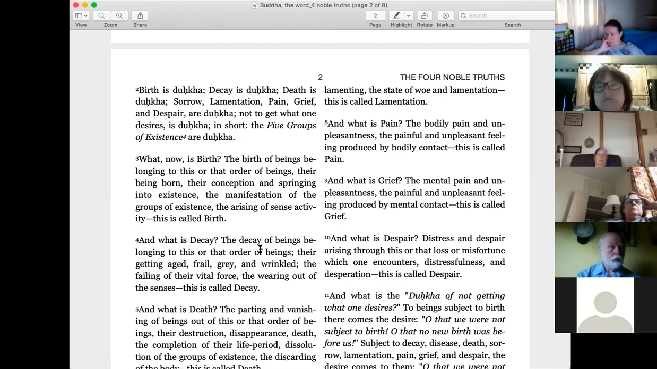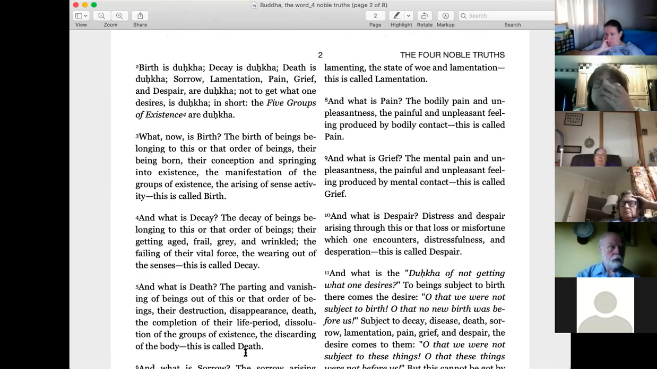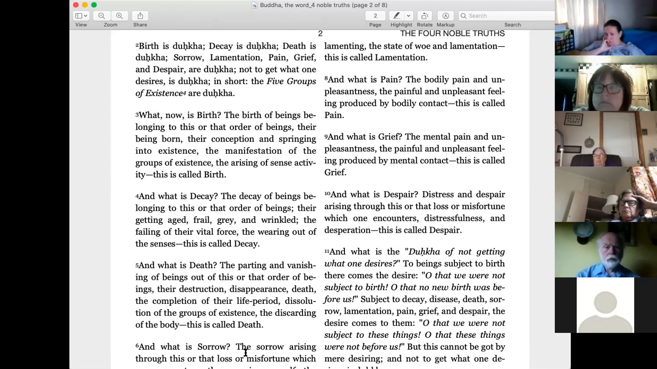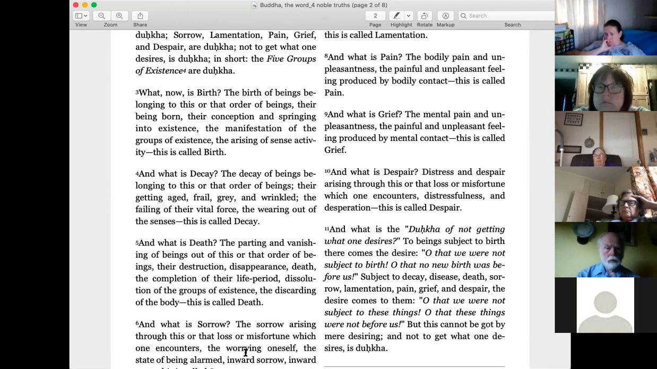This is called lamentation. So all of the things that cause us to cry out, it could be not just sadness, but also anger and frustration. All of those are kinds of dukkha. And what is pain? Bodily pain, unpleasantness, the painful, unpleasant feeling produced by our bodies. This is called pain. And so pain is a form of dukkha.